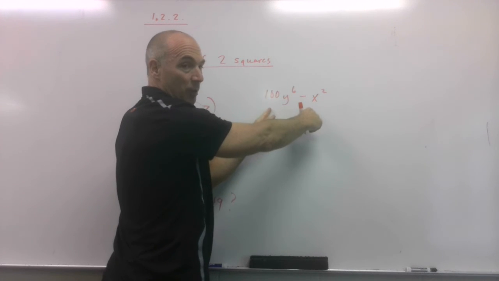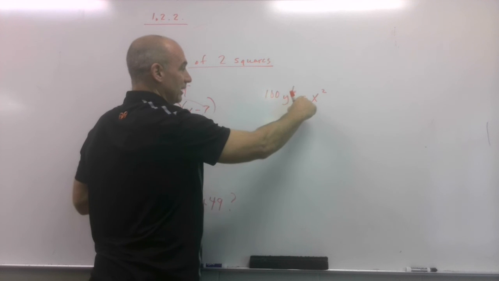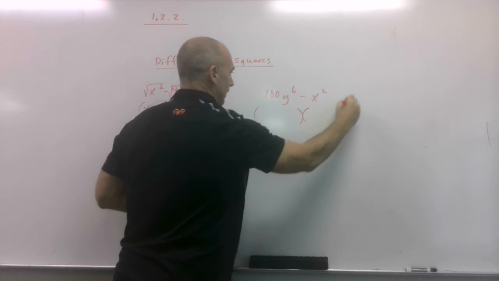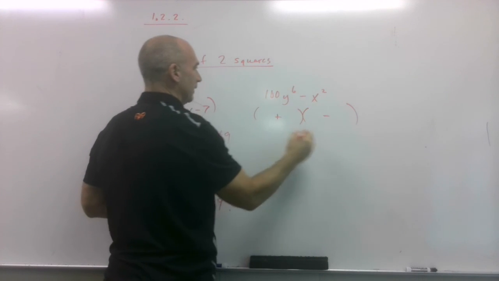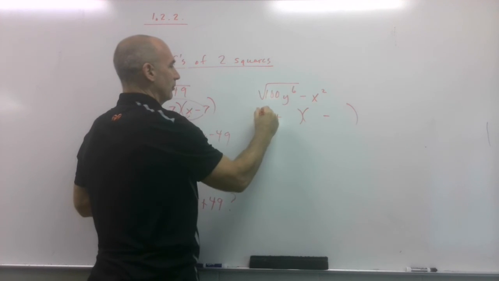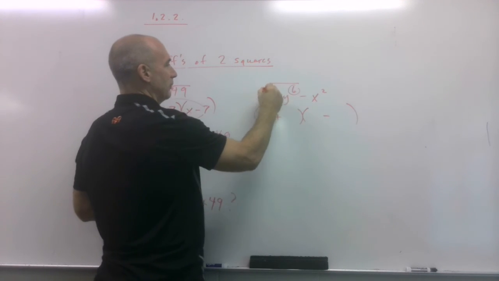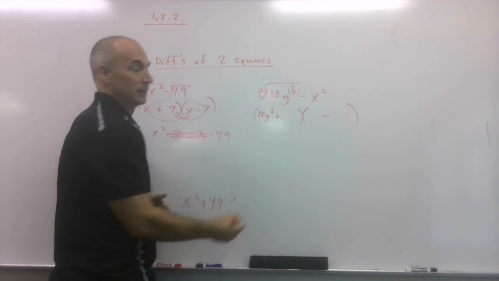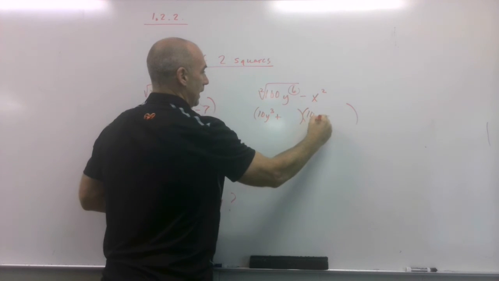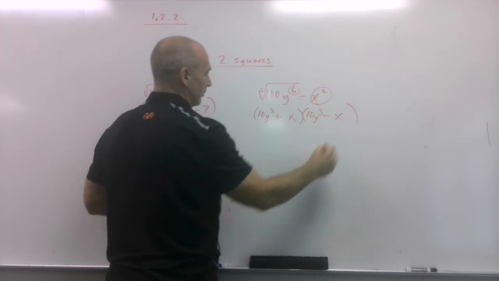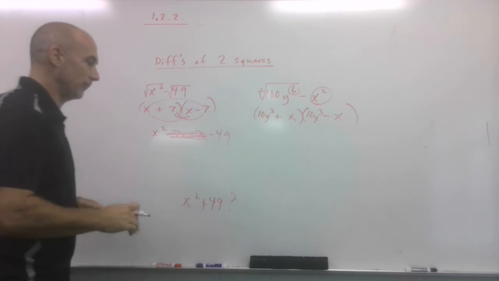Now this is a harder one, but don't panic. It's still a difference of two perfect squares. So here's my skeleton. One's a plus, one's a minus. Take the square root of that, which is 10y cubed. Remember, we go 6 divided by 2. You forgot that rule. And then we go 10y cubed. And what's the square root of x squared? X and x. Now, I'm not going to take the time to FOIL that out.